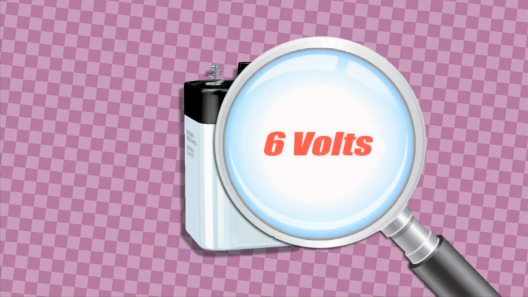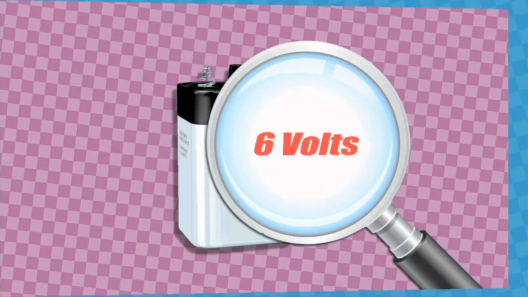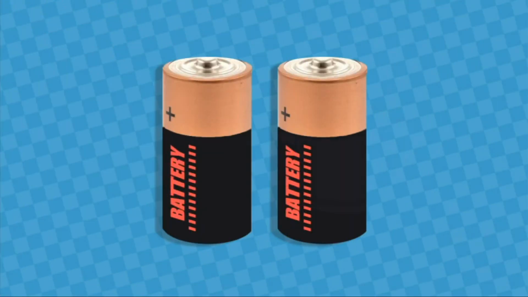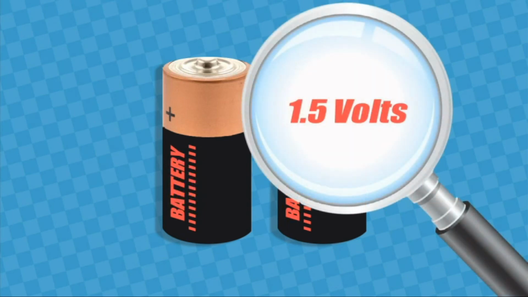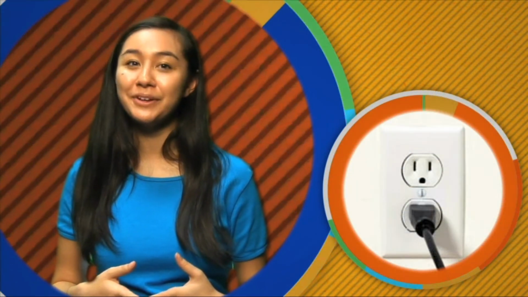Here's a 6-volt battery and a 1.5-volt battery. Generators at power stations can push out 25,000 volts or more. That's much too powerful to use in a home. So along the way, the voltage is stepped down at a step-down substation transformer. Electricity that is used in homes is typically 110 volts.